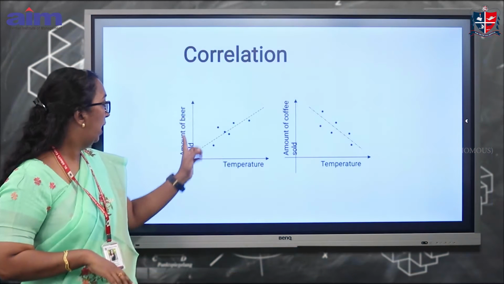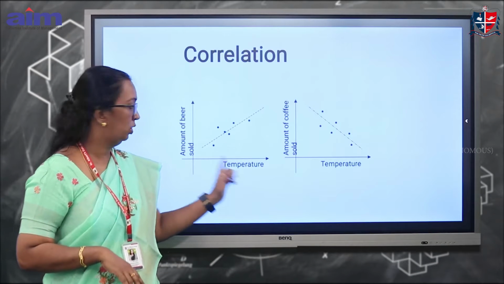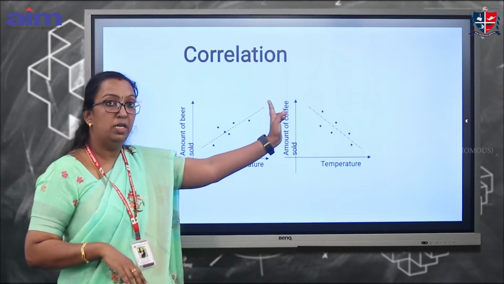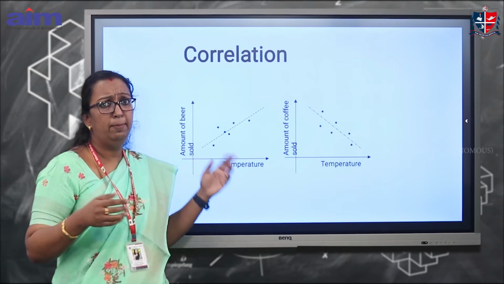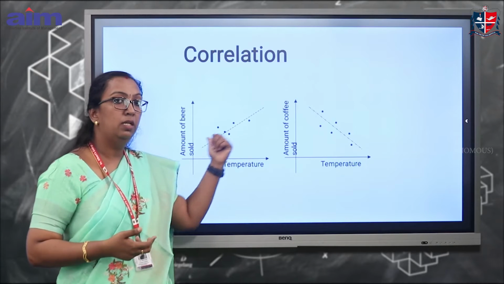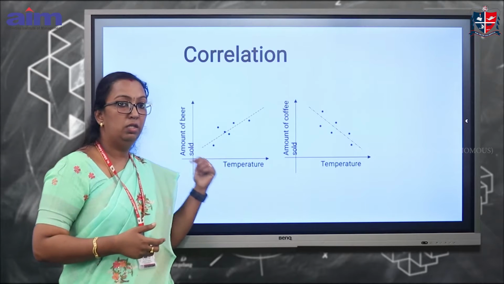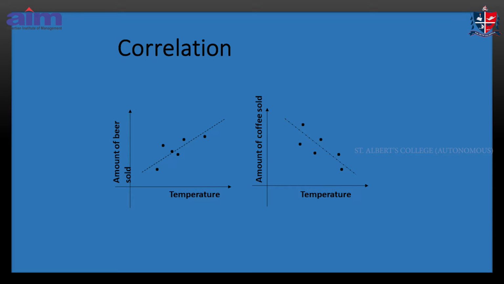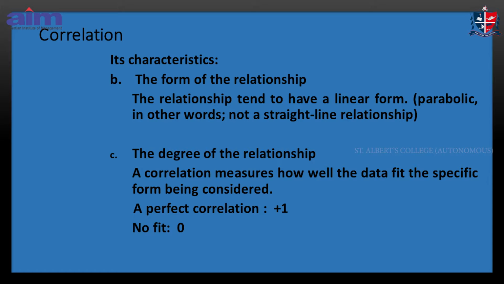That is the amount of beer sold and the temperature. When the temperature increases, the amount of beer sold is increasing. That is, during a hot climate, you tend to consume more chilled beer. So when the temperature increases, the sales go up. Here, when the temperature is going down, the amount of coffee sold is coming down. So it's a negative correlation.